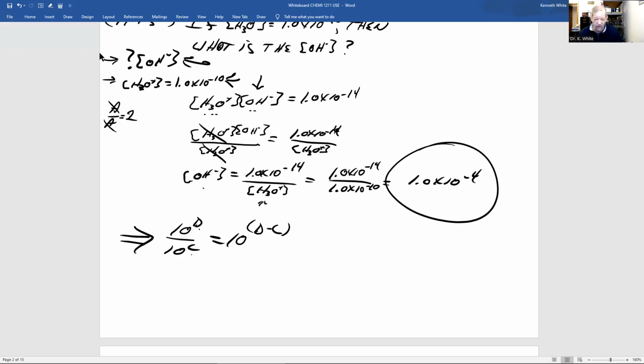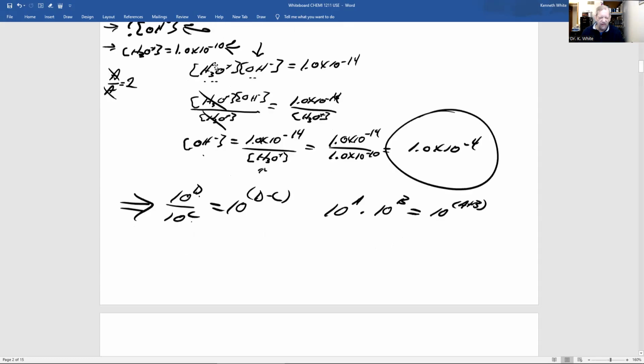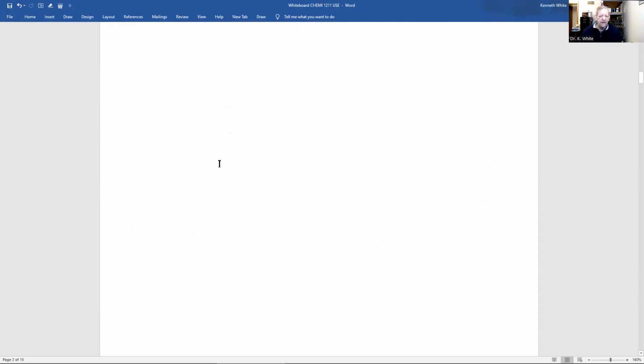And the other one would be, if you multiply two powers of 10, 10 to the A times 10 to the B, the answer is 10 to the A plus B. But we're not doing it for this problem. All right, let's do another one of these, because it's an important skill to have.